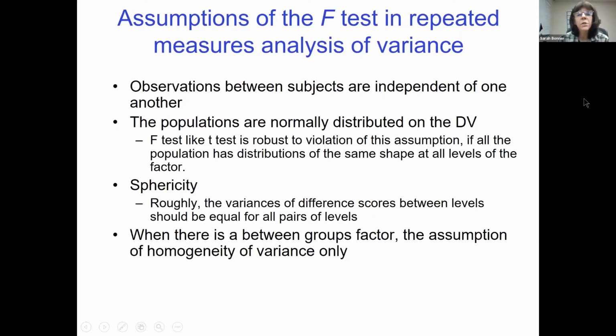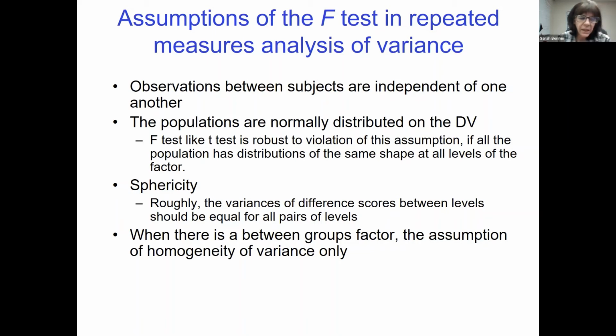So of course we have our assumptions in the F-test, that the observations between subjects are independent from one another. That means that person A is not related to person B. They're not the same person, although there is the assumption that there is a relationship between the person measured at level 1 of the independent variable, level 2 of the independent variable, and level 3. The populations are normally distributed on the dependent variable, and there is the test of sphericity, which is new.